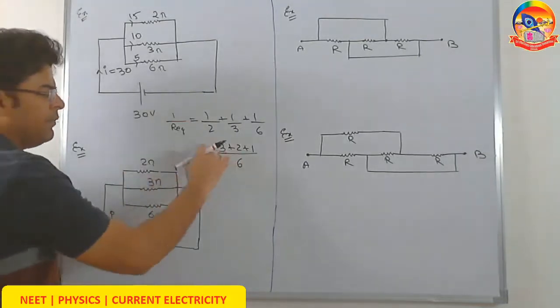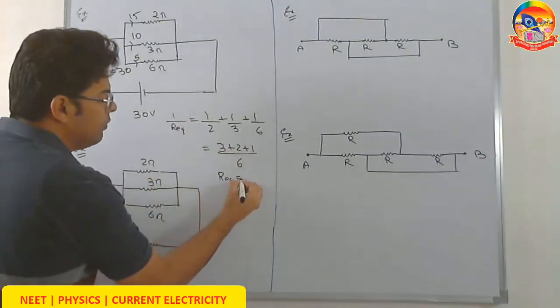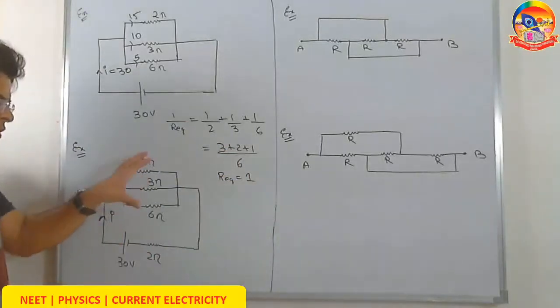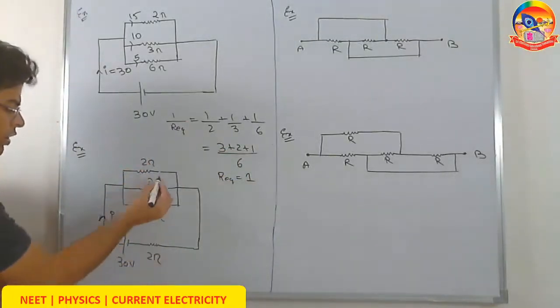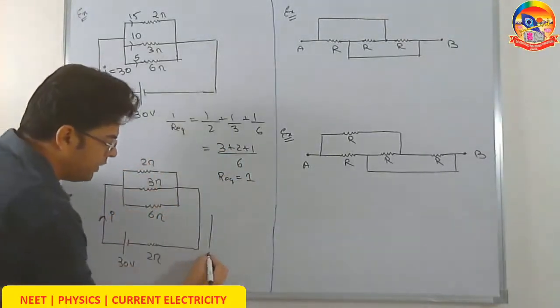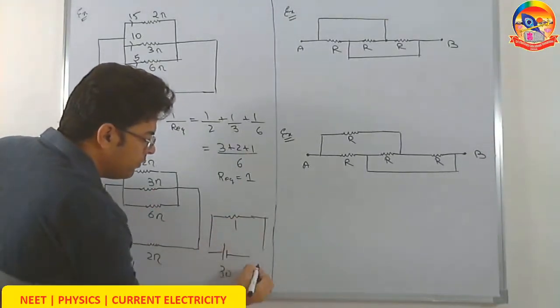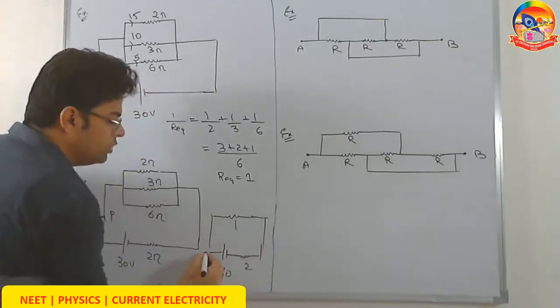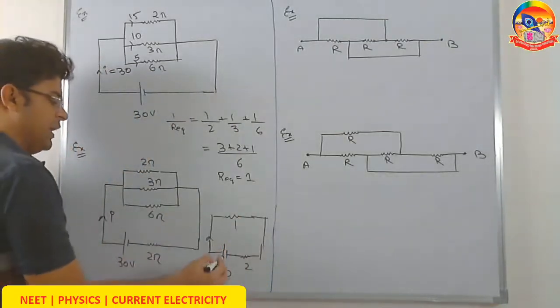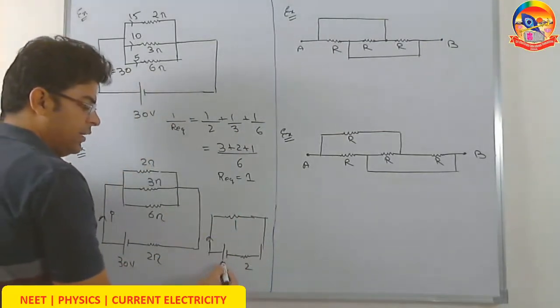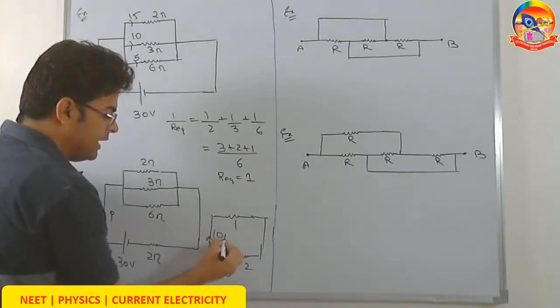When I combined them last time, I got R equivalent equal to 1. So this time also the combination of these three will give you 1. So you can revisualize the circuit as 30, 1 and 2. So now the current in the circuit this time has to be 30 divided by 3, that is 10 ampere.